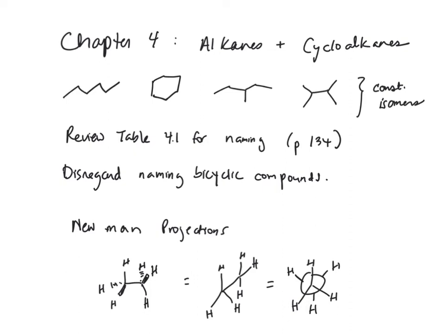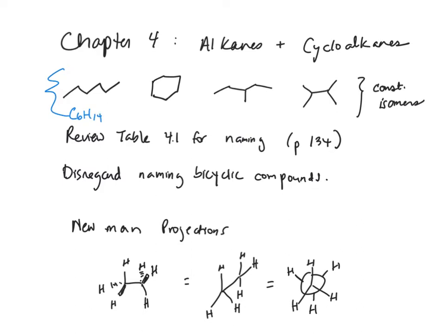This video covers a review of Chapter 4, Alkanes and Cycloalkanes. Alkanes and cycloalkanes come in all forms. I've highlighted here just a few constitutional isomers of C6H14.